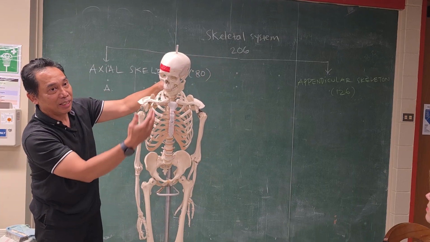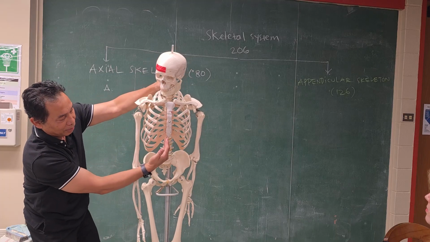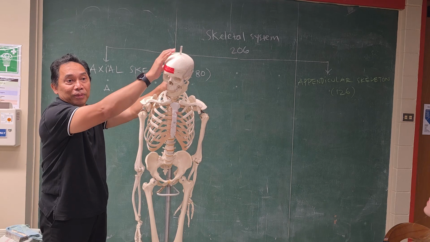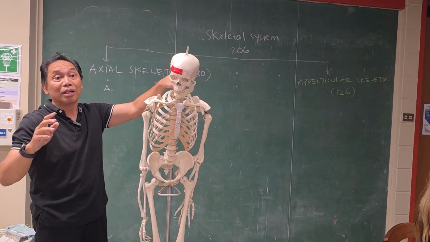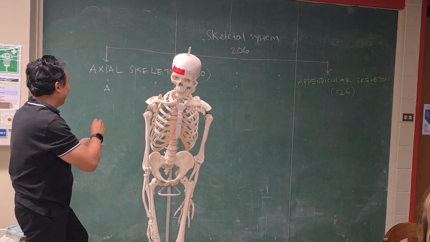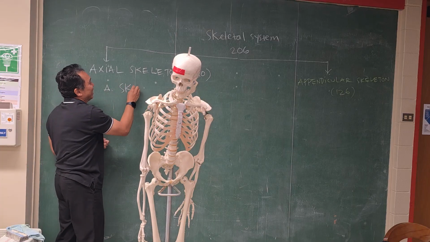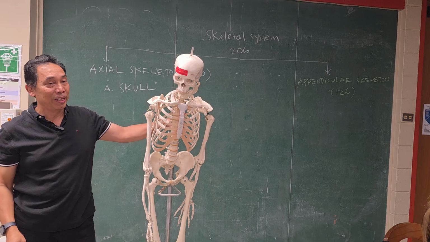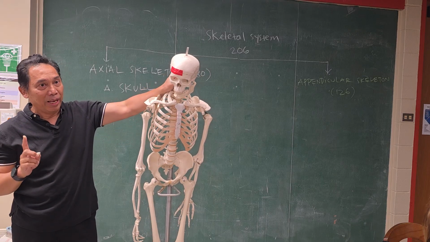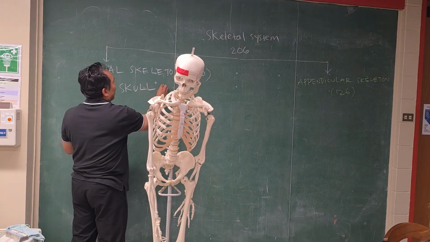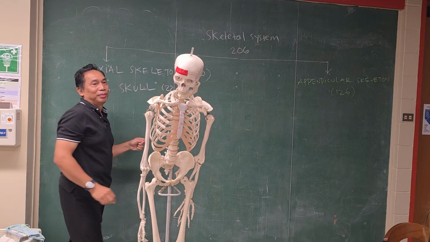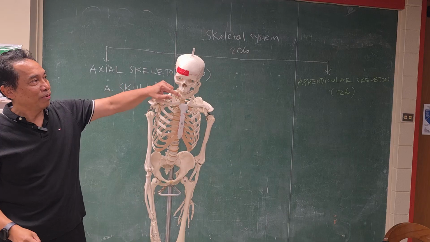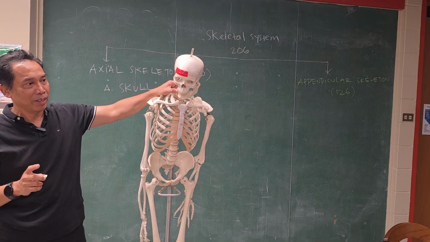Okay. So which one is the axial skeleton? This is the bone here in the middle, right? In the middle. Start from here. What do you call all of this? Skull. Okay. The first group is called the skull. In the skull, there are 22 bones. Over here, we have 22 bones. We're going to learn one by one later.